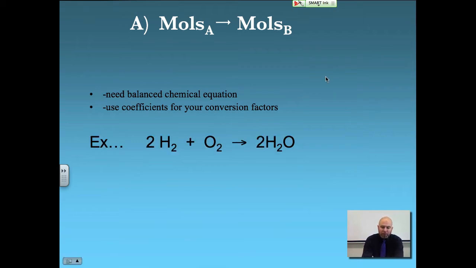Here's a very simple equation. Water is produced from the reaction of hydrogen and oxygen. I hope we're comfortable knowing that hydrogen needs to be H2 because hydrogen, whenever it's alone, is a diatomic. Oxygen is also O2, but yet water is H2O.